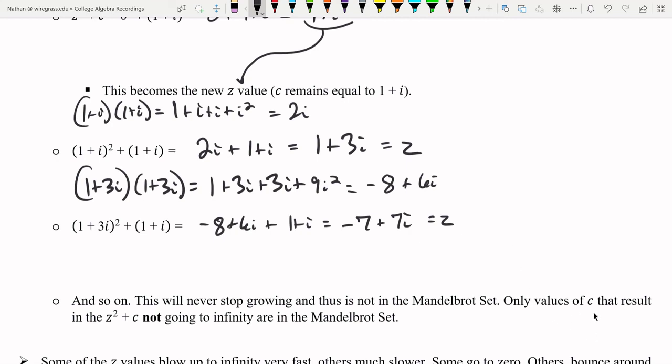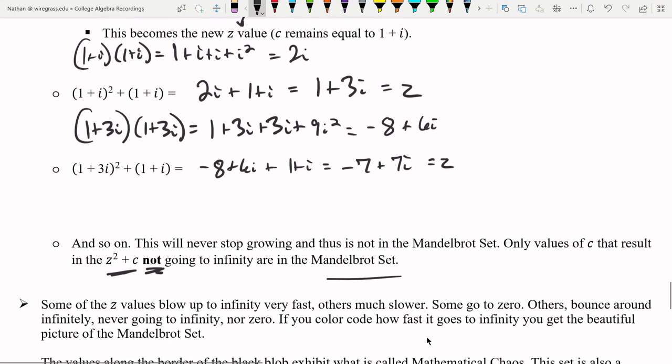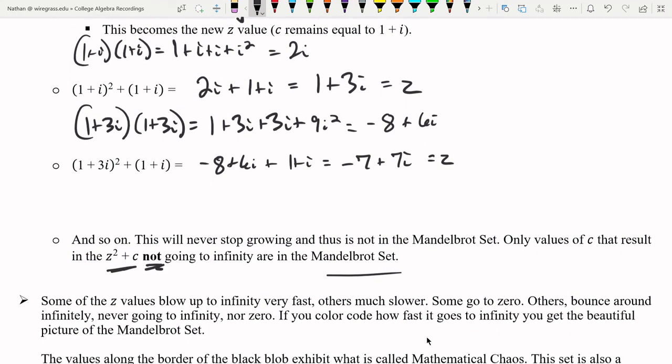Now, the only values of c that result in z squared plus c not going to infinity are in the Mandelbrot set. So this value would not be in the Mandelbrot set. Some values blow up to infinity very fast. For instance, if I plug in a c value of 100 plus 100i, this would go to infinity very, very quickly. Others, like the one we just chose, were a little bit slower than this one, and you can have even slower ones than that.